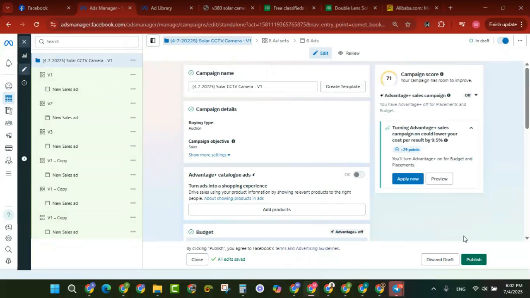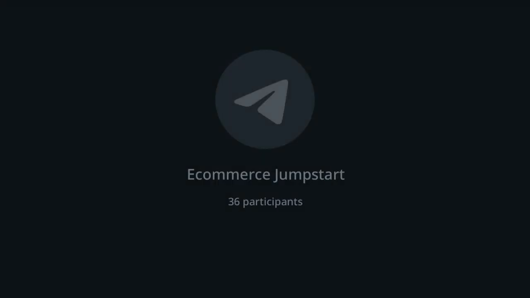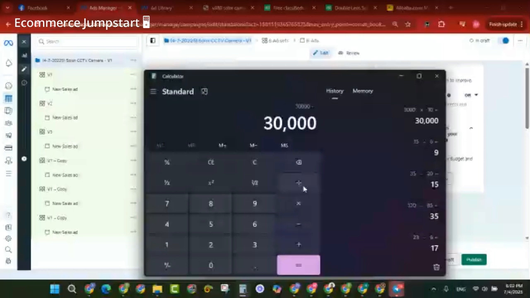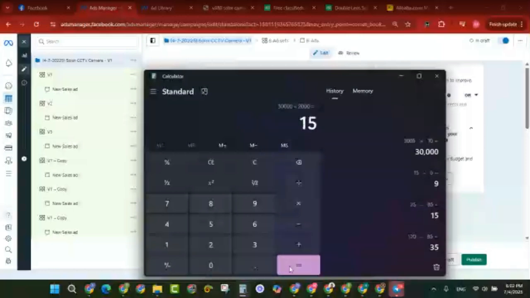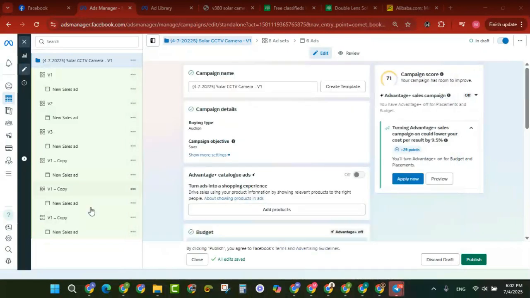Then you click on publish. Now publish everything. So let's assume now, where's my calculator? We are spending 3,000 per day for one ad set and we have 10 of them. It's going to be 30,000 per day. If our cost per result is, let me say, 2,000 naira, we are going to be expecting 15 orders. Do you understand? If our cost per result is 3,000 naira, we're going to be expecting 3 orders. So if you want more orders, you can keep on duplicating this ad set.